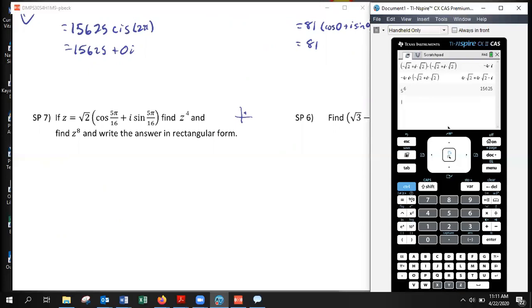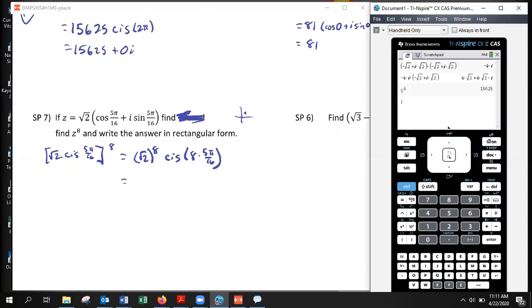First, we're finding z to the fourth. Actually, I don't think that one's supposed to be there. Let's just go ahead and find z to the eighth. So if I want to take this complex number of square root of 2, I'm going to write this as cis 5 pi over 16. If I want to take this to the eighth power, this would be the square root of 2 to the eighth power, and then cis of 8 times 5 pi over 16.